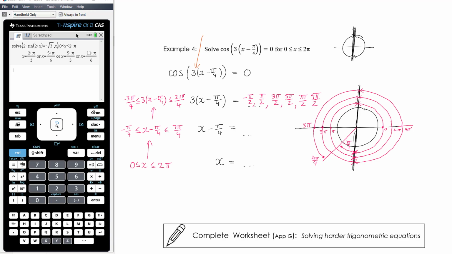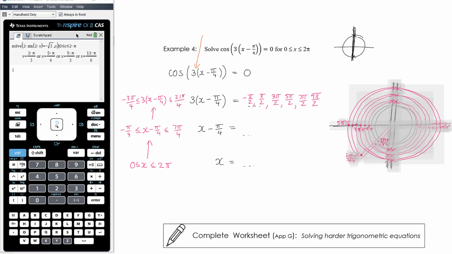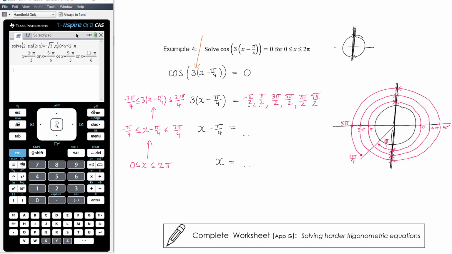Okay, sorry, I've got us a bit crowded here. Let me see if I can just move my unit circle out of the way a bit. Okay, so now we've got our solutions out of the unit circle. Now we focus on solving for x. This is just a linear equation. You've got 3 times x minus pi on 4 equals a number. Okay, so we're first going to divide by 3.